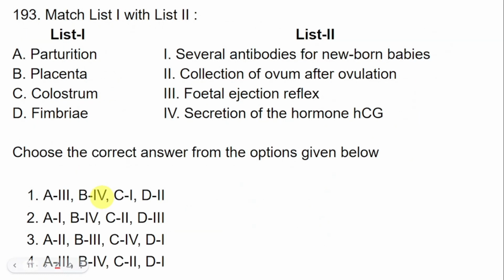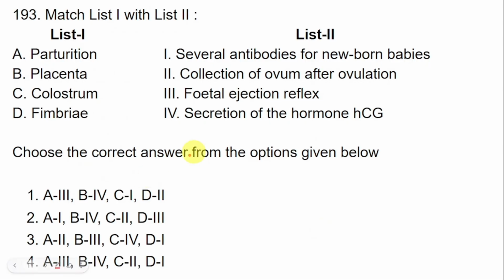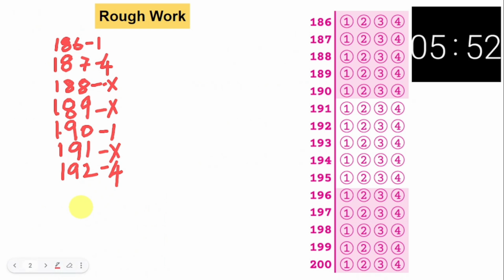Okay, next. So how many we have skipped? 1, 2, 3. So we can skip 2 more also. Match list 1 with list 2. Parturition. Parturition is fetal ejection reflex. A is 3. A3 is in 1 and 4. Then B is also common. B4 is common. C is either 1 or 2. C is colostrum. Colostrum is, yeah, it is several antibodies. It cannot be 2. Collection of ovum from after ovulation. No, fimbriae. So C is 1. Option 1 is the answer. 193, 1.